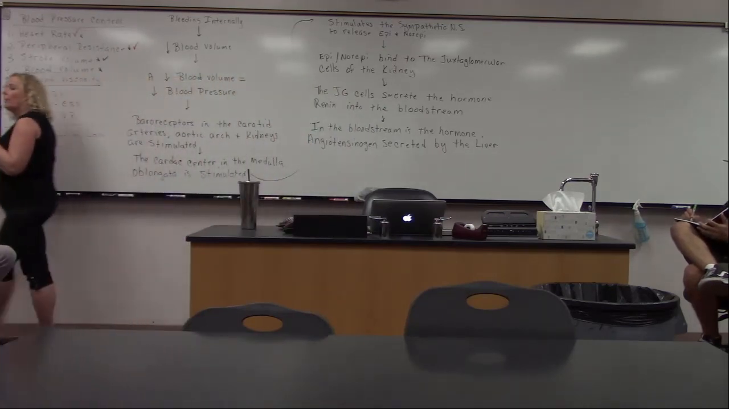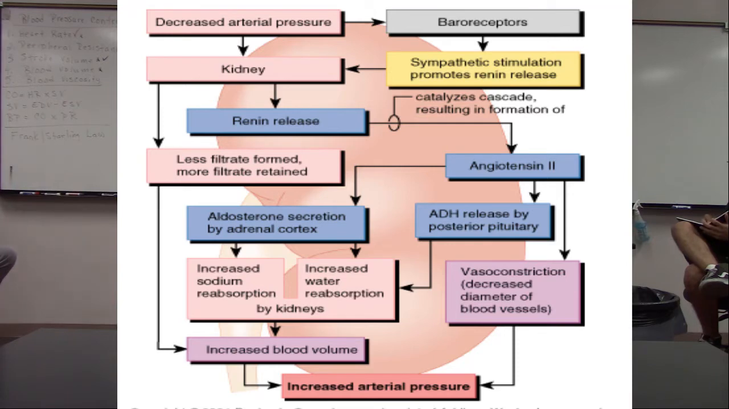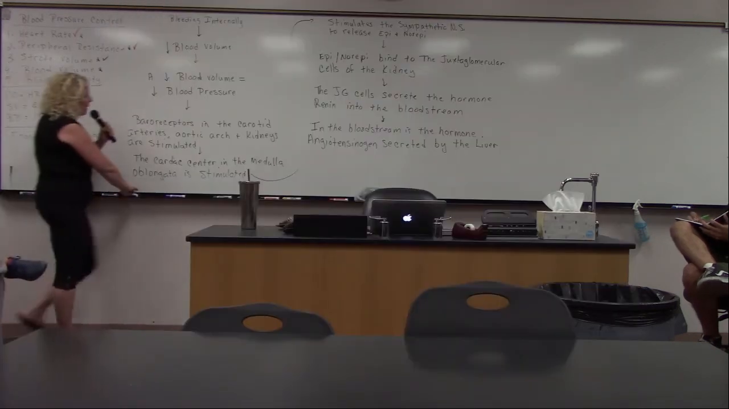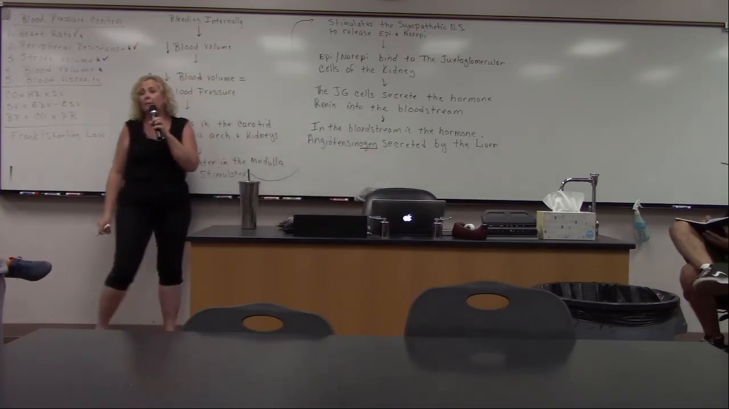Okay, so we're going to talk about blood volume now. We're going to start out with epinephrine and norepinephrine binding to what's called the juxtaglomerular cells in the kidneys. These JG cells secrete a hormone into the bloodstream called renin. Now, already in the bloodstream is a hormone that's been secreted by the liver, called angiotensinogen. One of the things I want to point out to you about angiotensinogen is the OGEN at the end of this hormone.